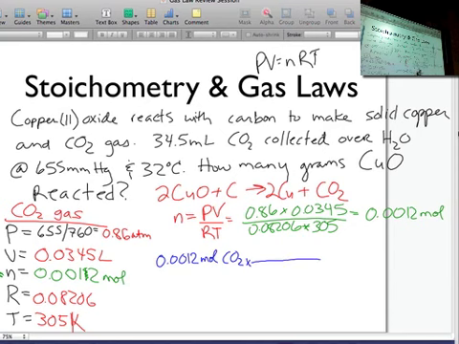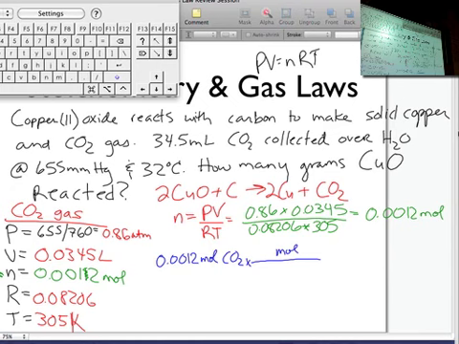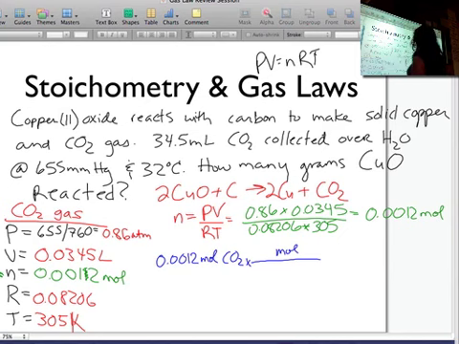How do I get from moles of CO2 to moles of copper oxide? Look at your balanced equation. I like both of those. Look at the balanced equation. When somebody tells me to look at my balanced equation, that tells me to use the mole ratio. I see it. 2 to 2. Whoa, actually, it's a 1 to 2.